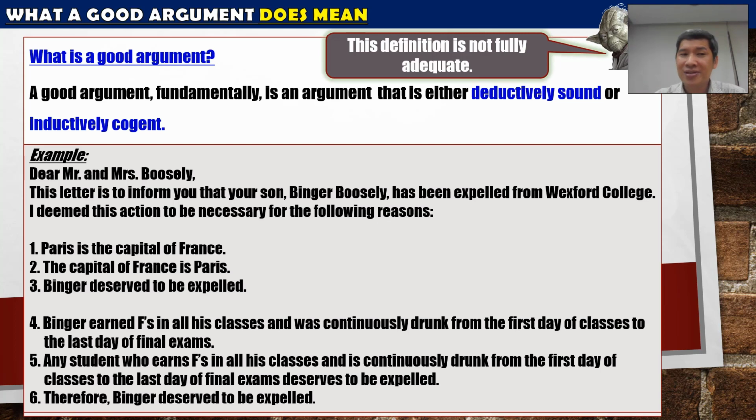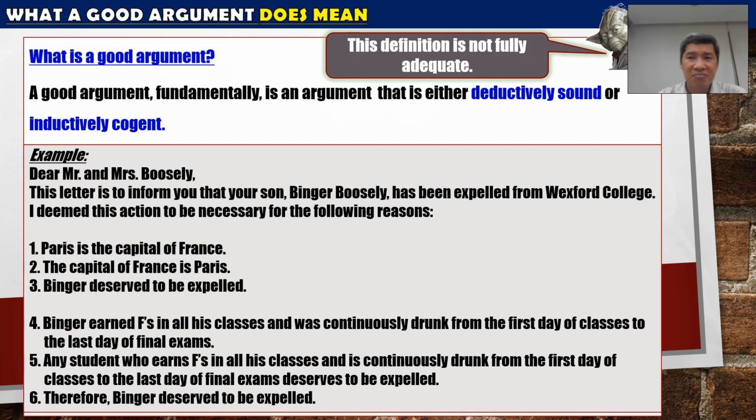1. Paris is the capital of France. 2. The capital of France is Paris. 3. Bingham deserved to be expelled. Number 4, Bingham earned F's in all his classes and was continuously drunk from the first day of classes to the last day of the final exams. Number 5, any student who earns F's in all his classes and is continuously drunk from the first day of classes to the last day of final exams deserves to be expelled. And number 6, therefore, Bingham deserved to be expelled.